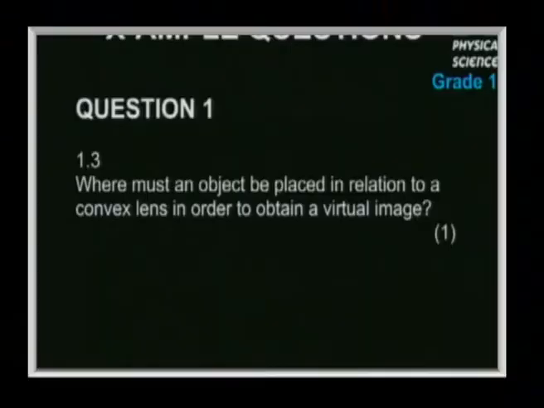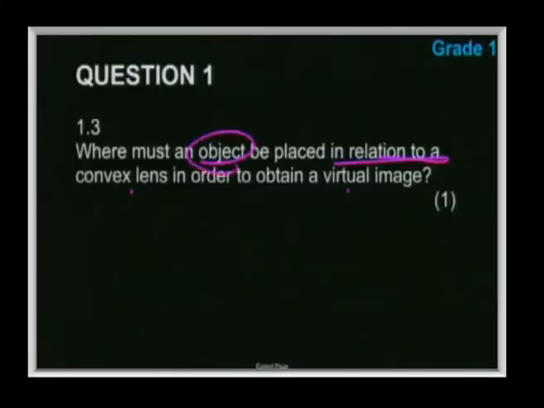Okay, let's look at question 1.3. 1.3 asks us, where must an object be placed in relation to a convex lens in order to obtain a virtual image? If you think back to those examples that we looked at where we gave you the table with the different rules, the very last one spoke about the placement of an object so that it would give me a virtual image. Now remember, convex lenses all form real images except that specific one, and that is where the object is placed between F and the optical center.